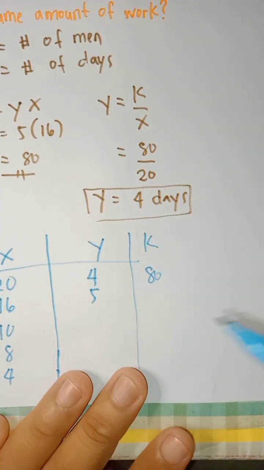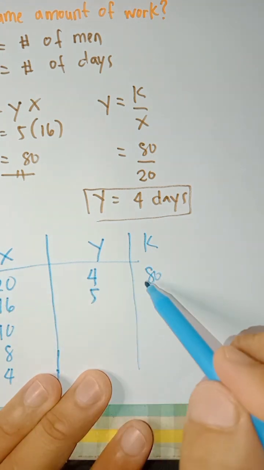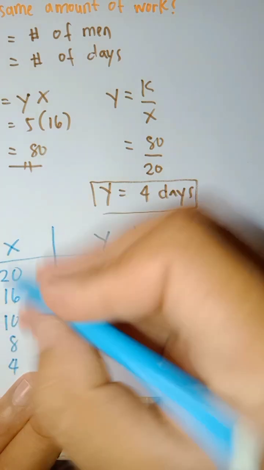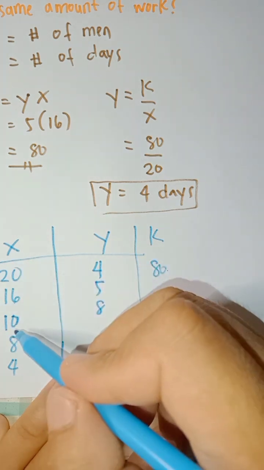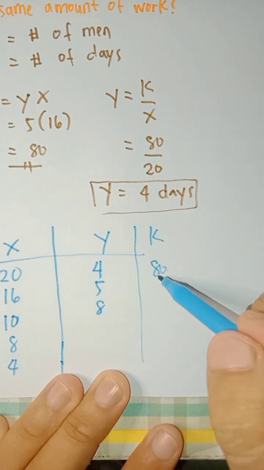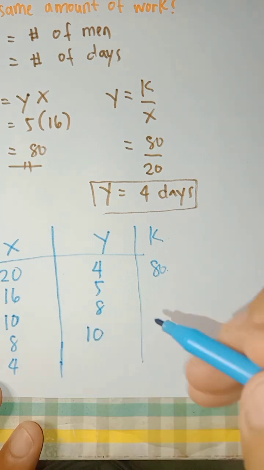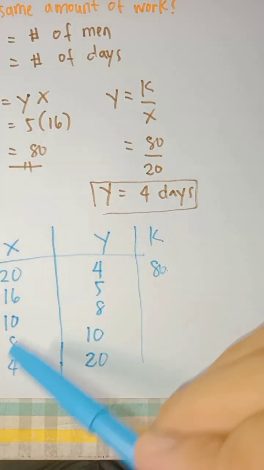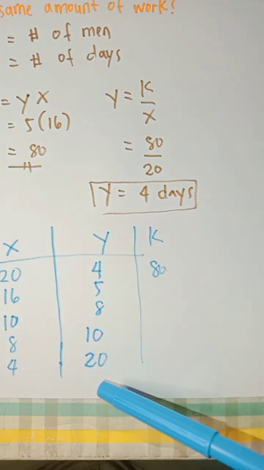So what we'll do is just divide. 80 divided by 20 is 4. 80 divided by 16 is 5. Now 80 divided by 10 is 8. It means that if there are 10 men, it takes them 8 days to finish the work. Now 80 divided by 8 is 10. And 80 divided by 4 is 20. So that means that if there are only 4 men, it takes them 20 days to finish the same amount of work.